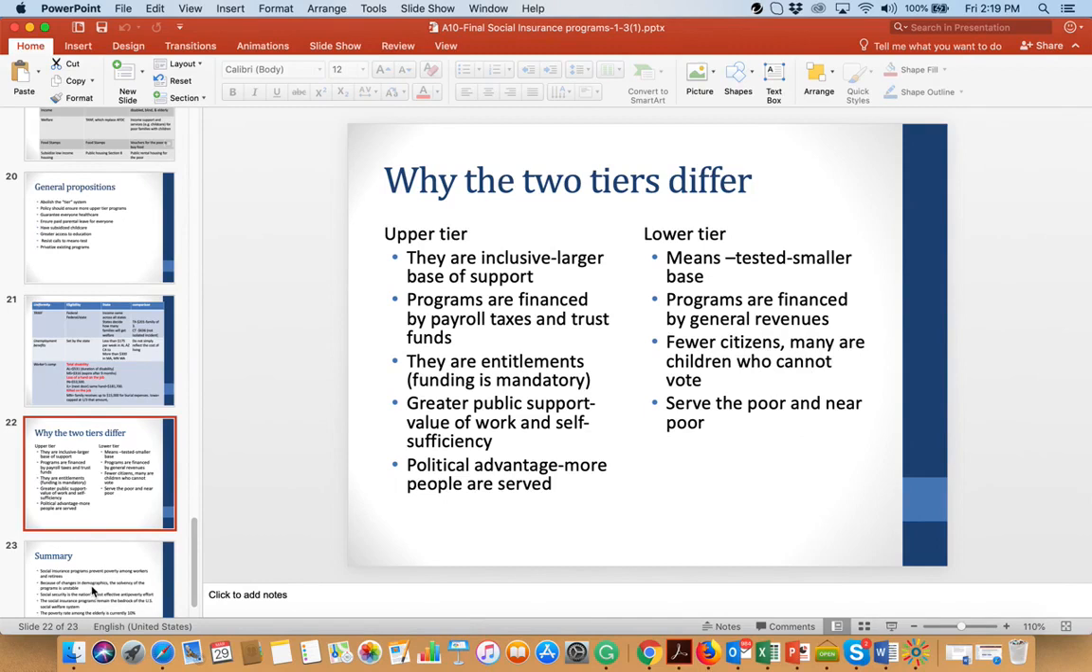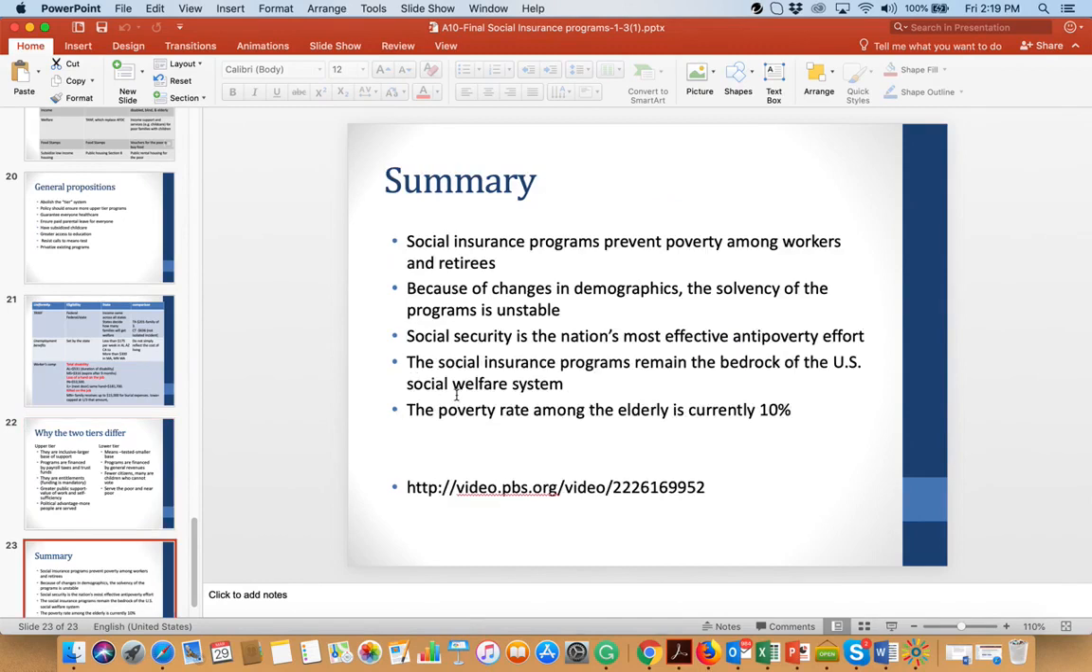In summary, social insurance programs prevent poverty among workers and retirees, and you have seen that most poor people are children and not the elderly, because we have social insurance for them. Because of changes in demographics, the solvency of the programs is unstable. In other words, we have low birth rates now and people are living longer. So that balance could create a problem.